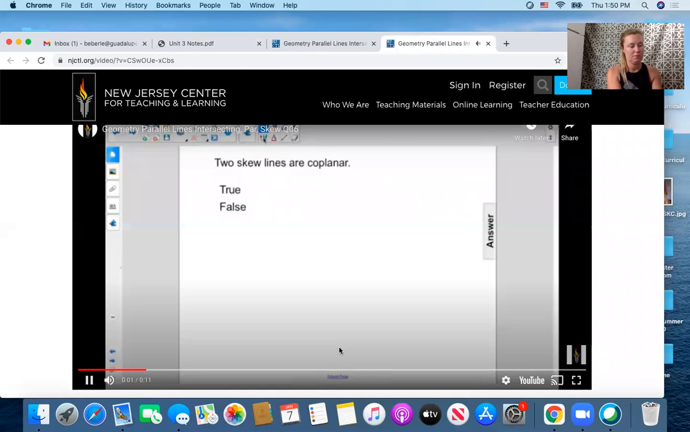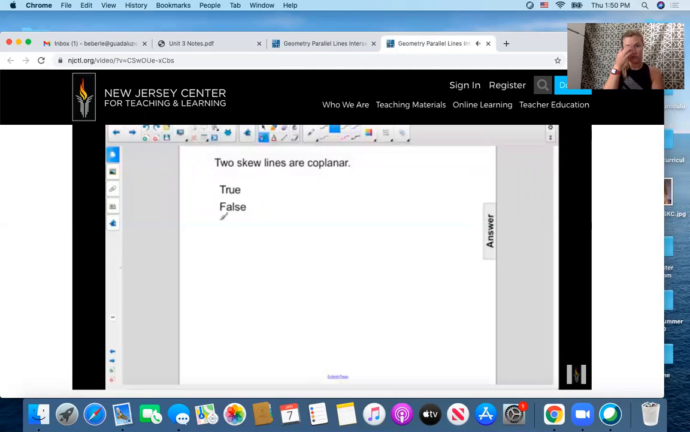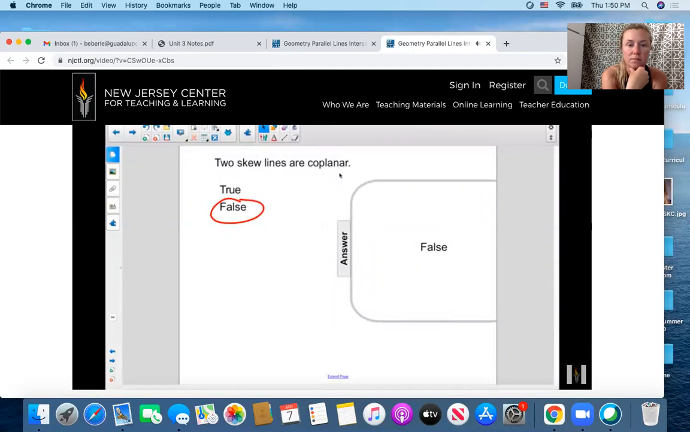True or false? Two skew lines are coplanar. This is false. By definition, skew lines are not coplanar.